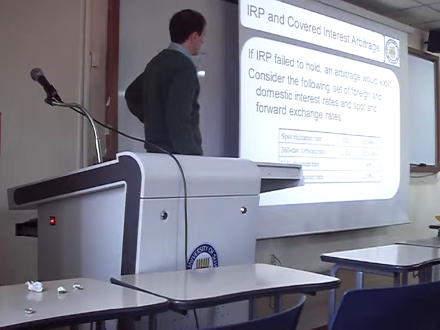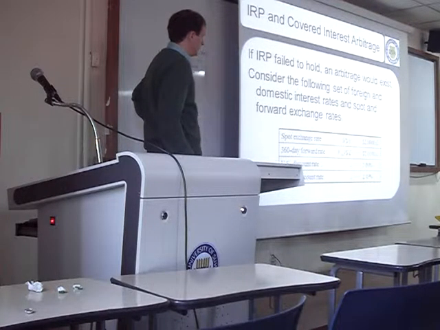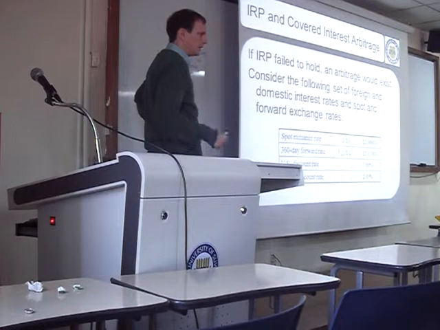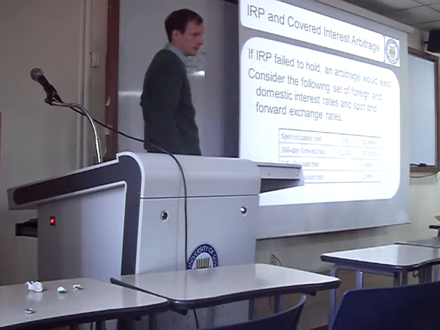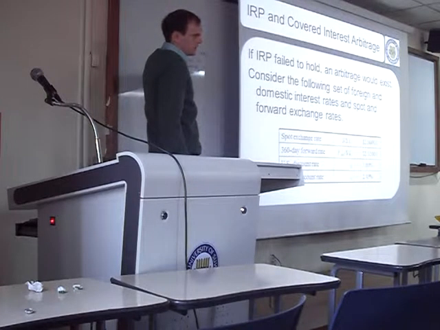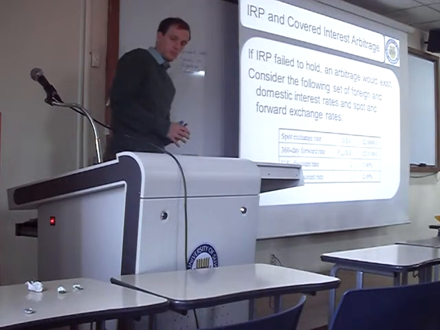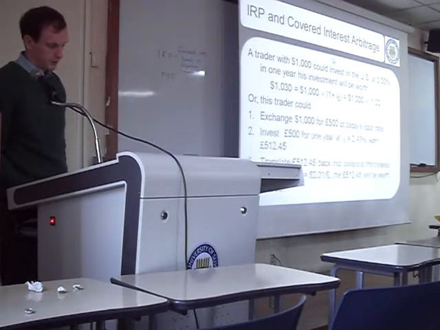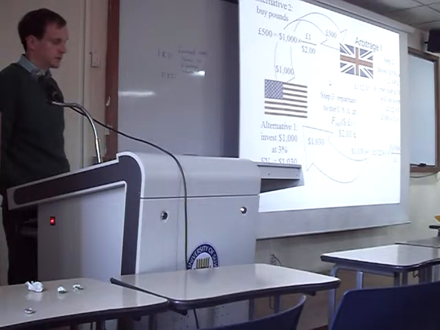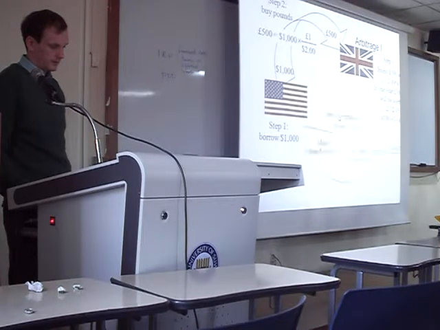So if the IRP failed to hold means if we didn't have IRP, right? Easier way to say we didn't have IRP, then people would be able to make an easy profit. Okay? Arbitrage is making an easy profit from a basic inequality. So if the forward rate was not based on the difference in interest rates, people would be able to make an easy profit. So we looked at the examples in the last class, how they can make an easy profit, okay? If we have a different forward rate. So we're not going to go through that again. We already went through that.